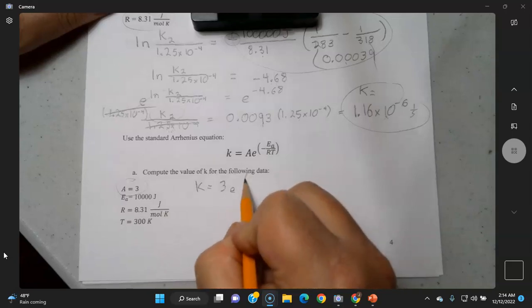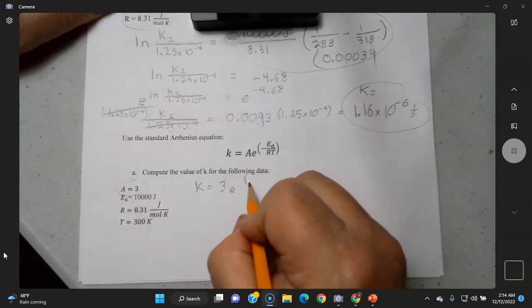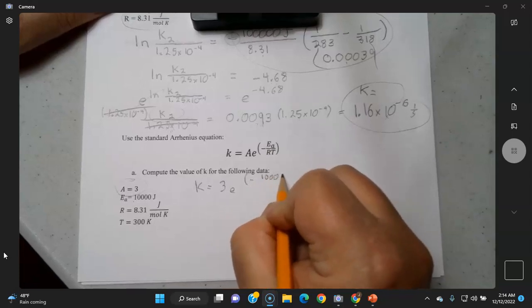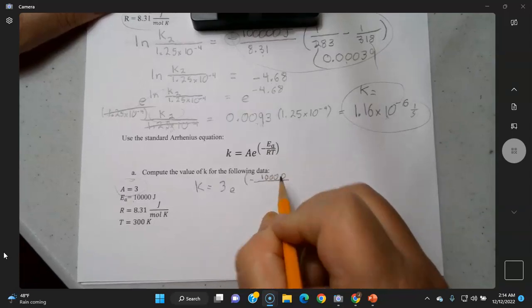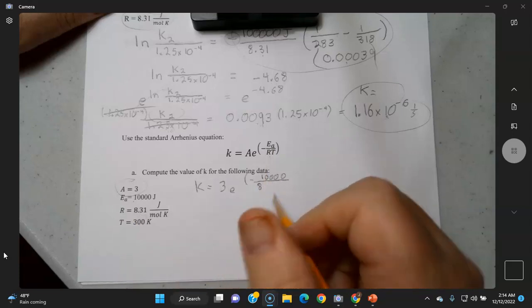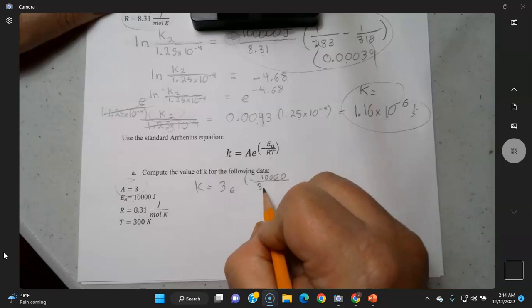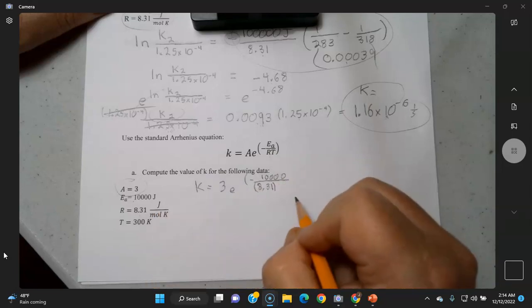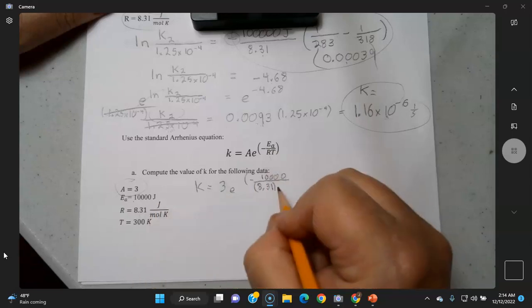E raised to the negative EA, that's negative 10,000, over RT. There's the R. You have to use the 8.31, not the 0.0821. I'm not going to put units of measure, just clutters up the page. And T is temperature in Kelvin, 300.